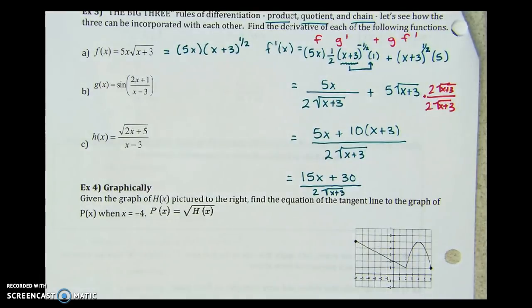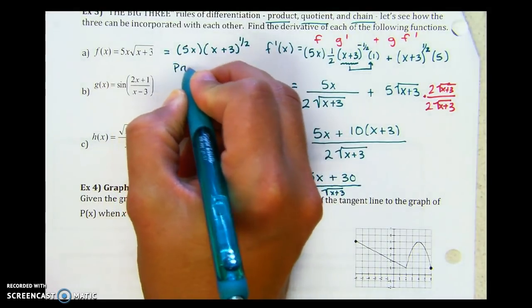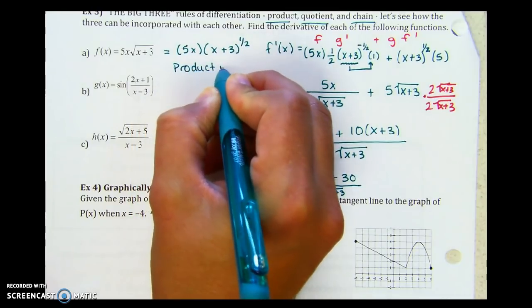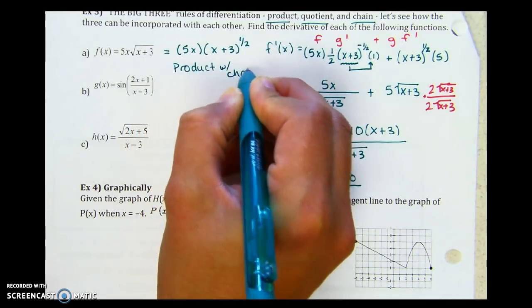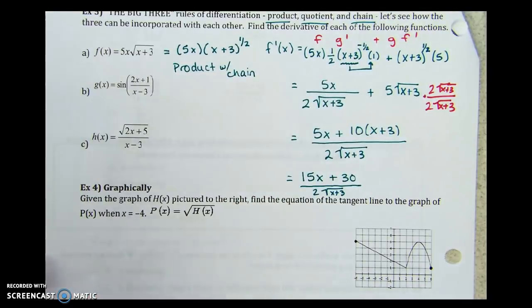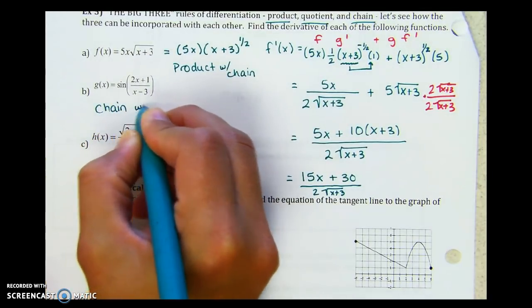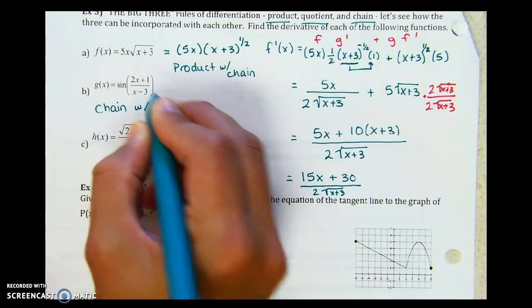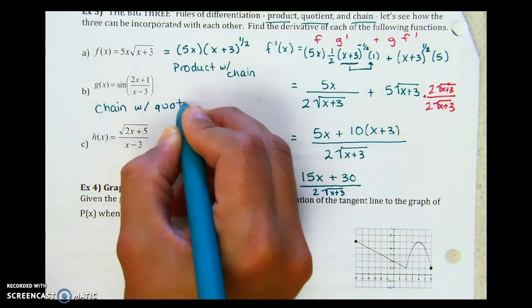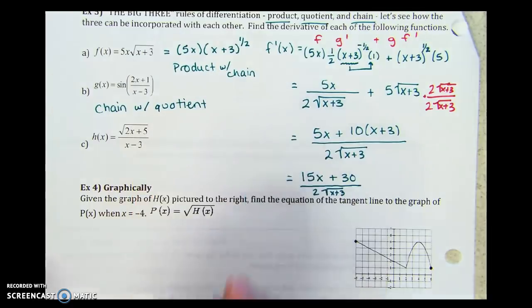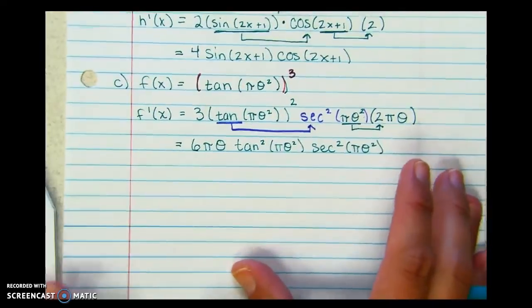Okay, what was that an example of? Should we write that down? So this is a product with a chain. And this is going to be a chain with a quotient. So there's a quotient inside, Q-U-O-T-I-E-N-T, with a quotient. So let's see if I have time to do that. I don't know.